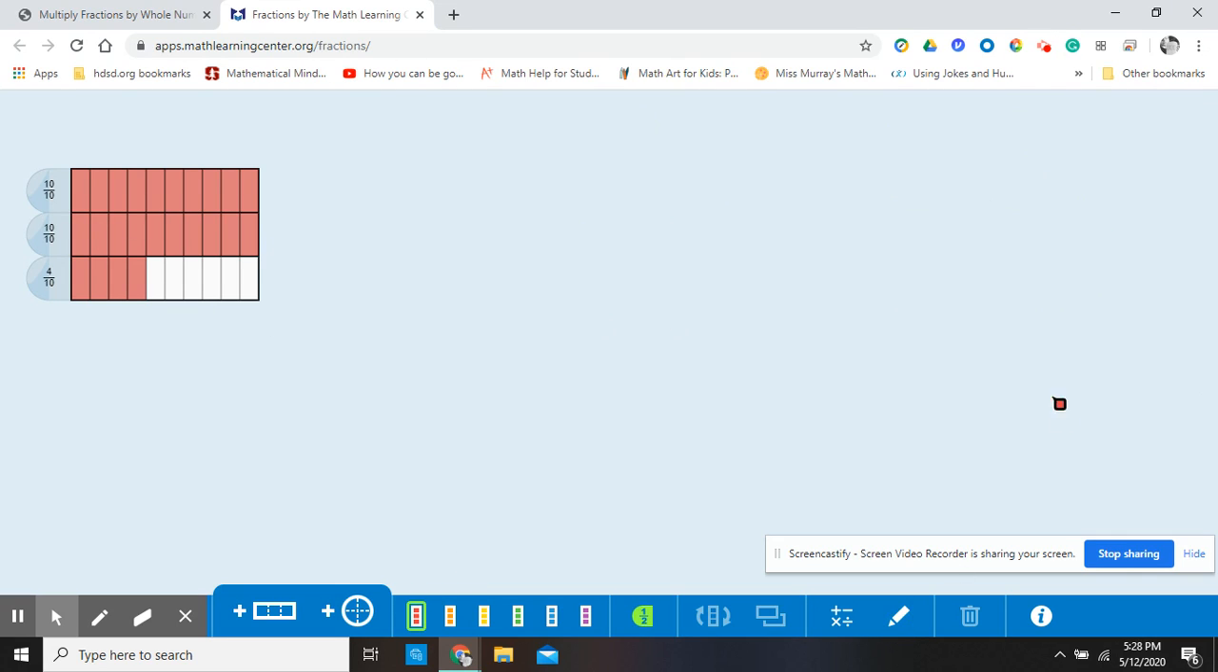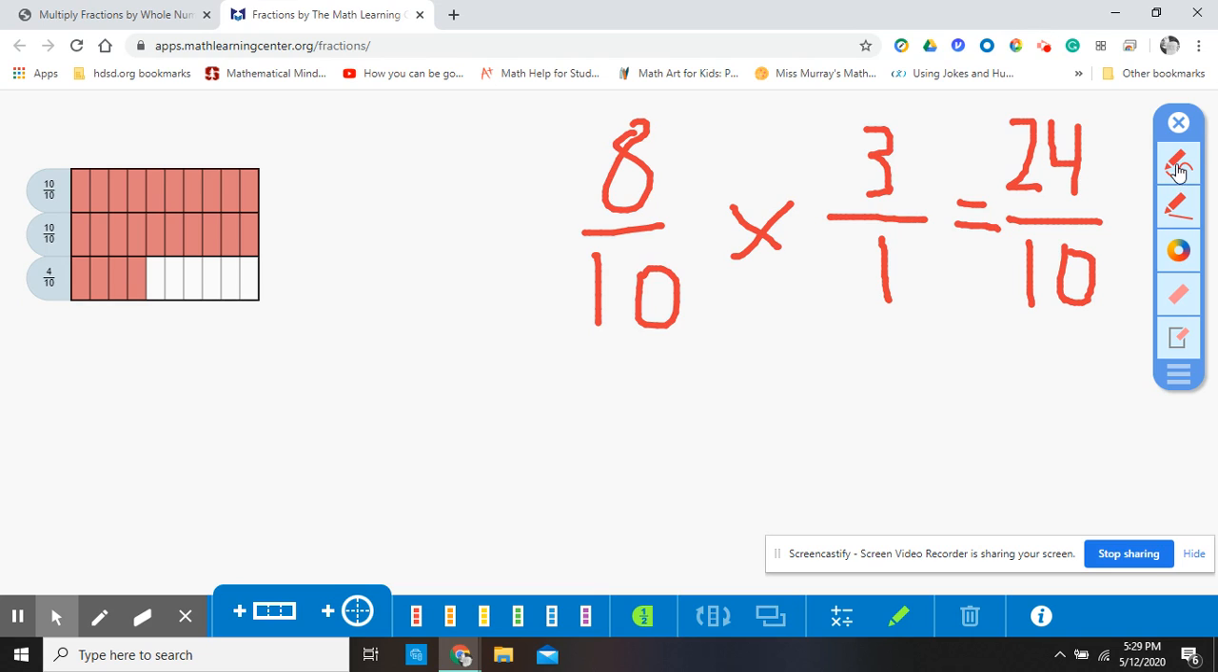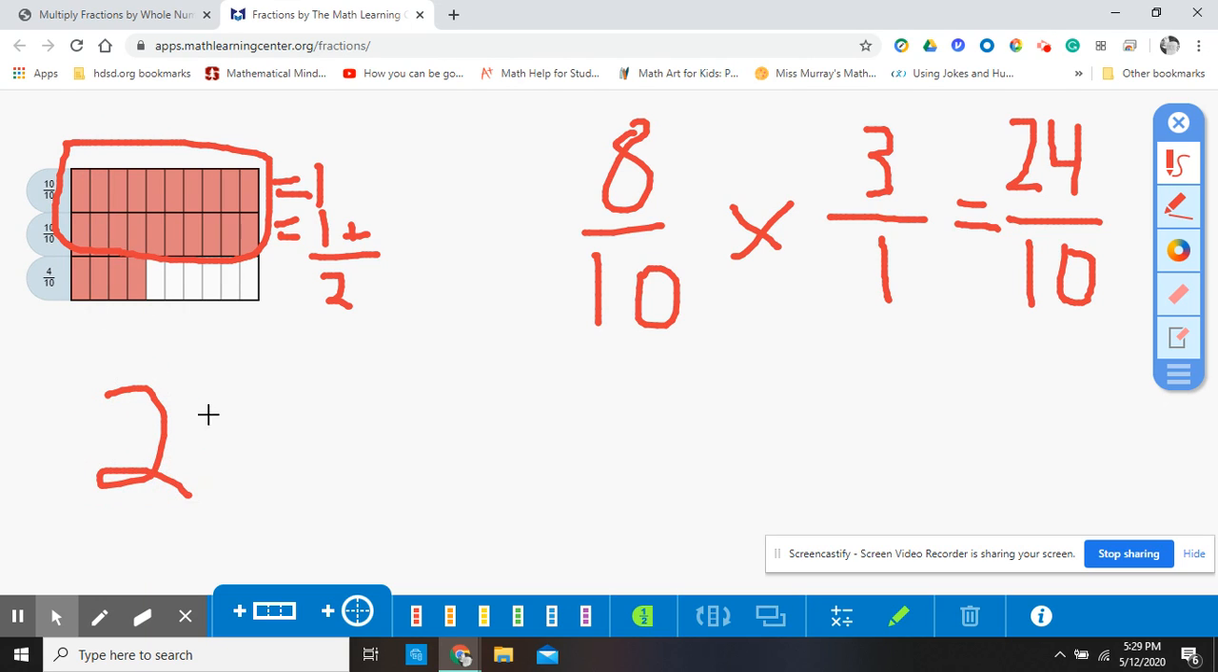If you notice, these two are filled completely in. So we can actually say that these are whole numbers. So this equals 1, and this equals 1. And 1 plus 1 equals what? You guys know that one. 1 plus 1 equals 2. So if this equals 2, then we have a remainder, which is down here. So this would be 2 and 4 tenths.